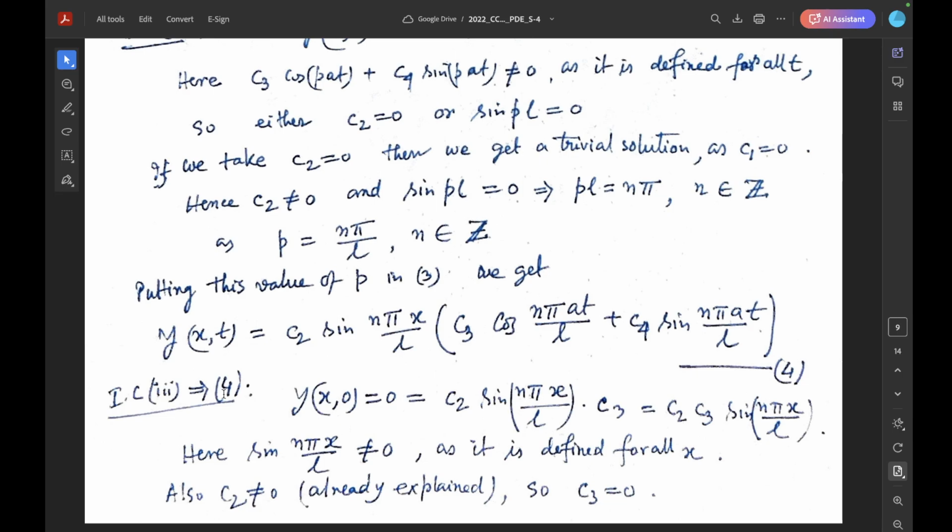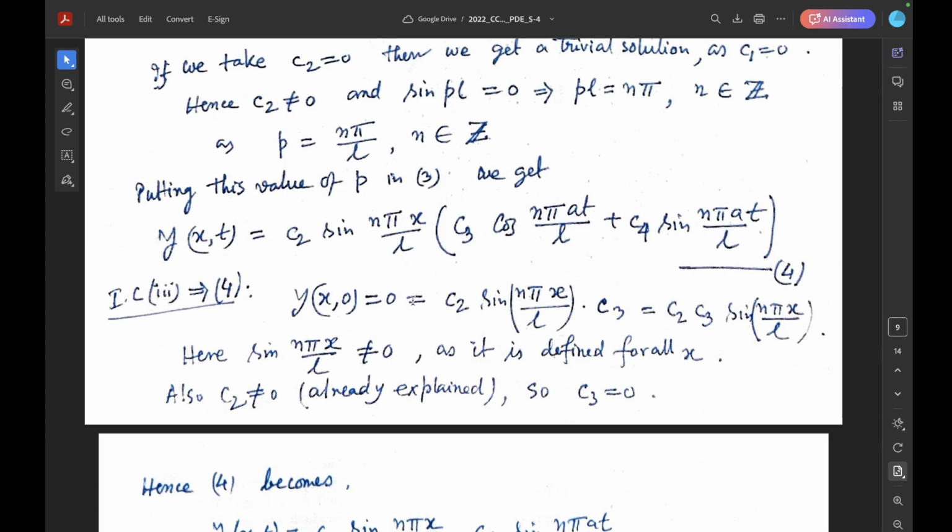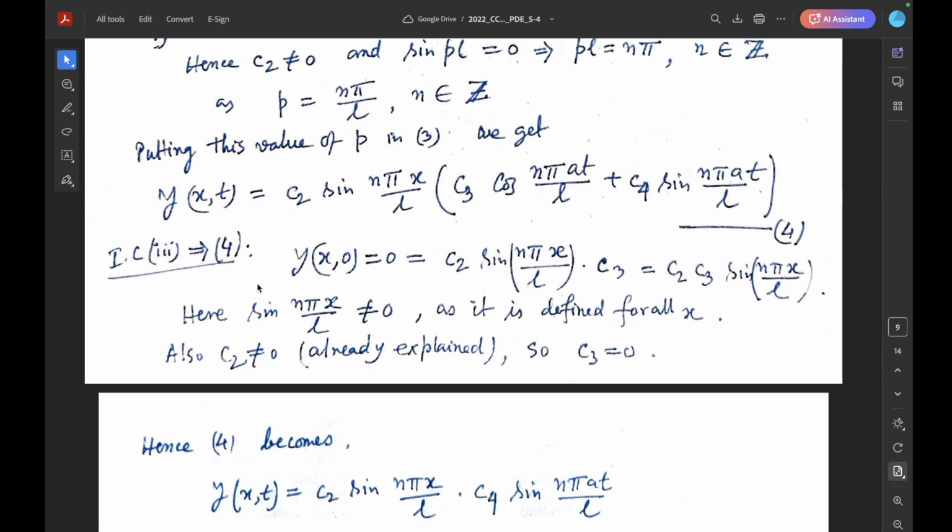Applying the initial conditions to equation 4, y(x,0) equal to 0: put t equal to 0, so cos 0 is 1 and sin 0 is 0, so we get c2 c3 into sin n pi x by L. Here sin n pi x by L is not equal to 0 and is defined for all x.